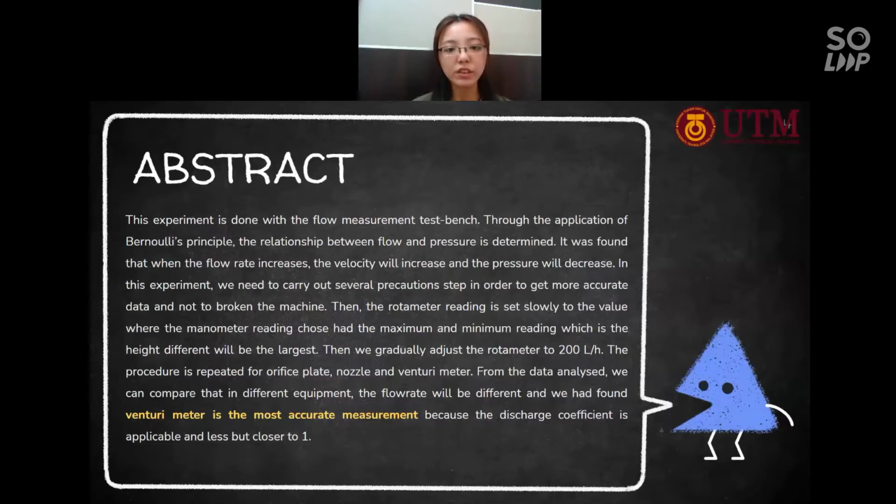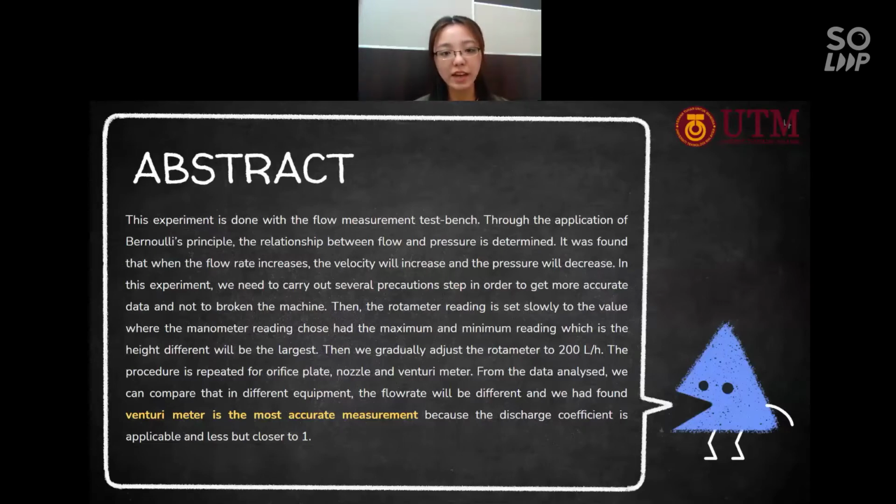Then the rotameter reading is set slowly to the value where the manometer reading shows the maximum and minimum reading, which is the height difference, will be the largest. Then we gradually adjust the rotameter to 200 liters per hour. The procedure is repeated for the orifice plate, nozzle, and venturimeter.